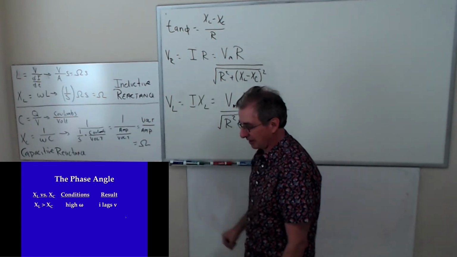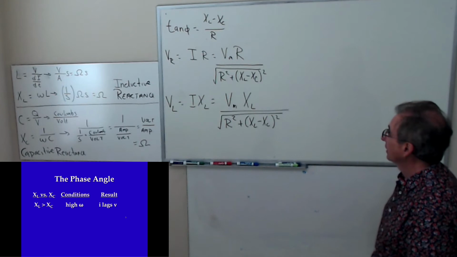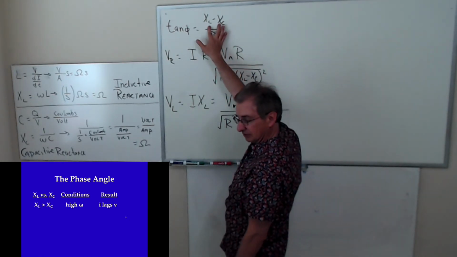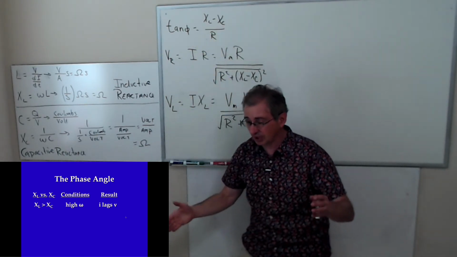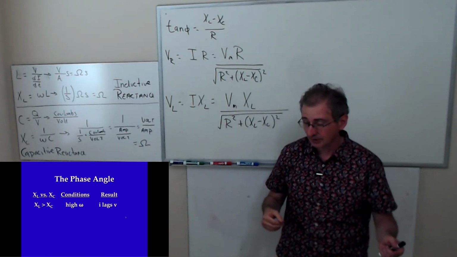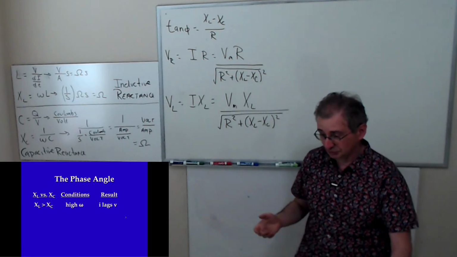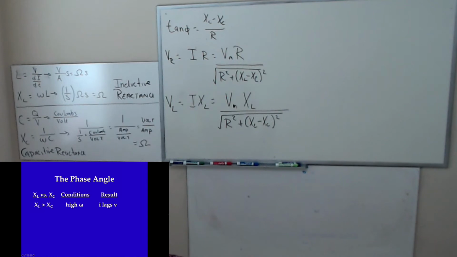I'm sorry, at higher frequencies, that's going to be the case. My bad. If this is 0, X sub L equals X sub C, that means the voltage across the inductor is equal to the voltage across the capacitor. And the voltage across the resistor is equal to the power supply voltage. That's resonance. That's the resonance we've been talking about.